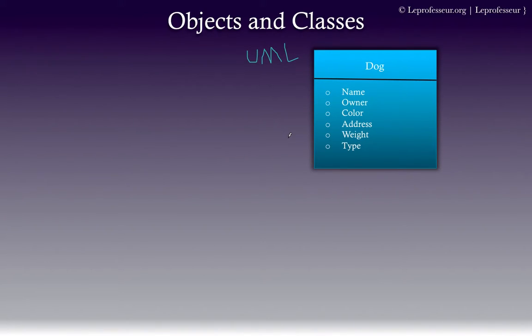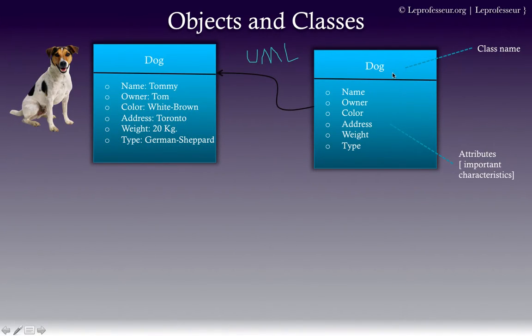Okay. So let's say we want to represent dog, a class. So dog is a class name, and then what attributes this dog may have. So dog may have a name, owner, color, address, weight, type, whatnot. Okay. So the basic idea is the important characteristics of that class. Now, this is at one abstraction level, but if you say an animal, then dog may inherit properties of that animal class.